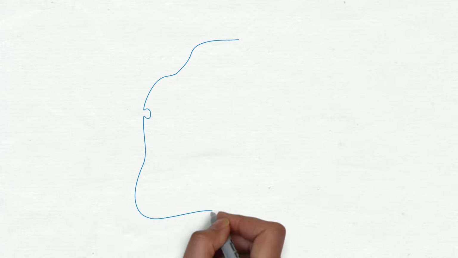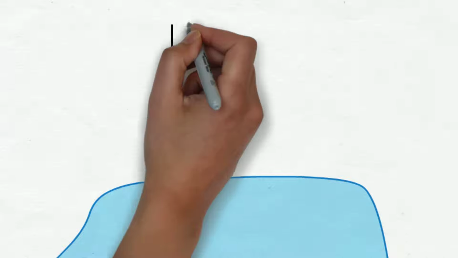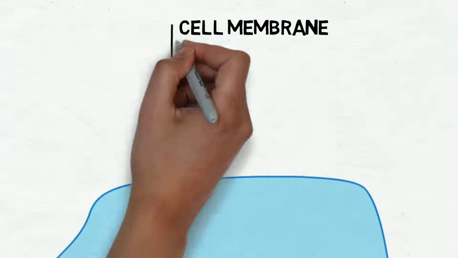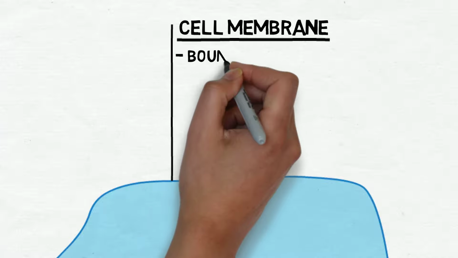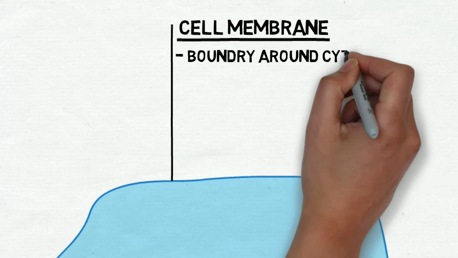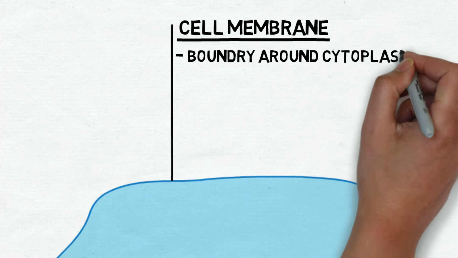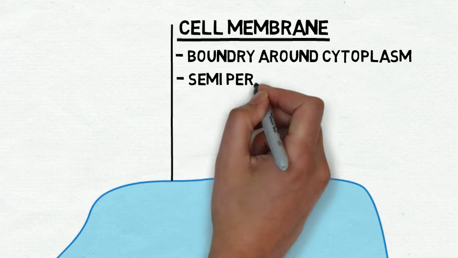The first structure we're going to look at is the cell membrane. All cells have this membrane and it forms the boundary around the cytoplasm. The cytoplasm is the innards of the cell, like the water inside of a water balloon. And the cell membrane in this case is the balloon, keeping the water inside. The cell membrane is semi-permeable, meaning certain substances can move through the membrane while others can't.